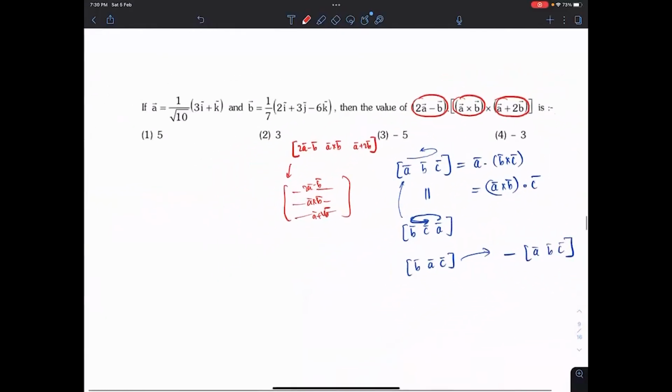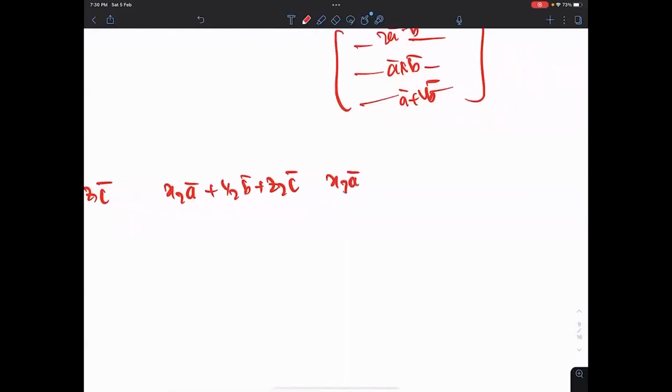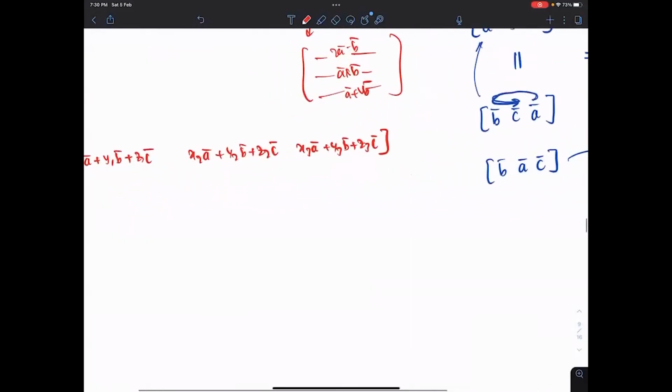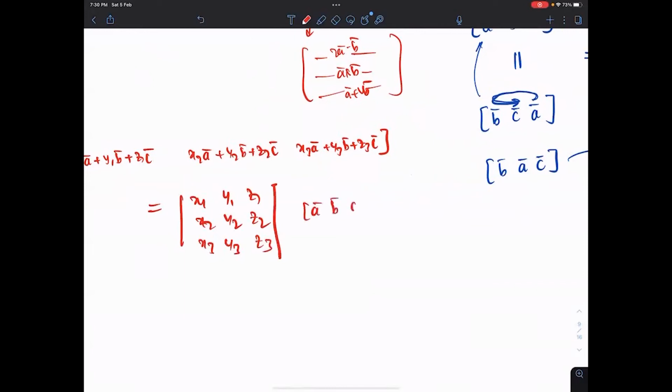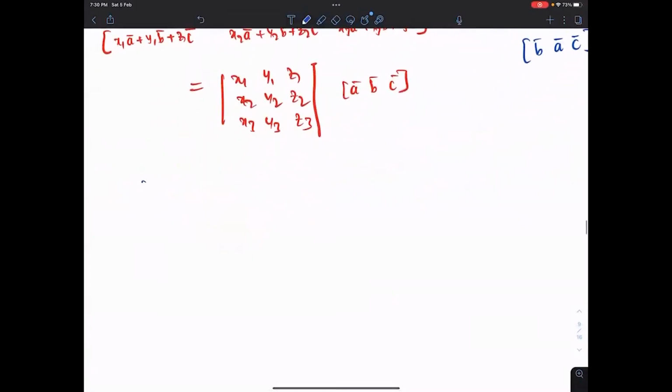Now the rule which I want to say is, whenever you have box of x1 A bar plus y1 B bar plus z1 C bar, x2 A bar plus y2 B bar plus z2 C bar, x3 A bar plus y3 B bar plus z3 C bar, this box product will be equal to det of x1 y1 z1, x2 y2 z2, x3 y3 z3 times box A bar B bar C bar. Directly you can apply this formula. That's all.